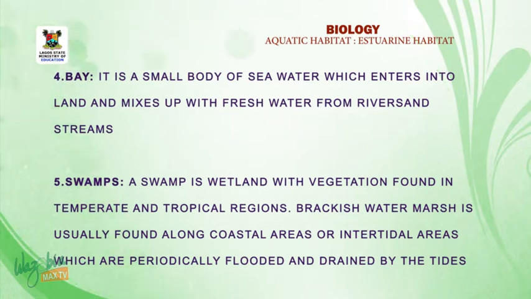Then the 5th one is swamp. A swamp is a wetland with vegetation. You look at it and think that it's a land habitat, but it's a wetland with vegetation found in temperate and tropical regions. Brackish water marsh is usually found along coastal or intertidal areas which are periodically flooded and drained by the tides.